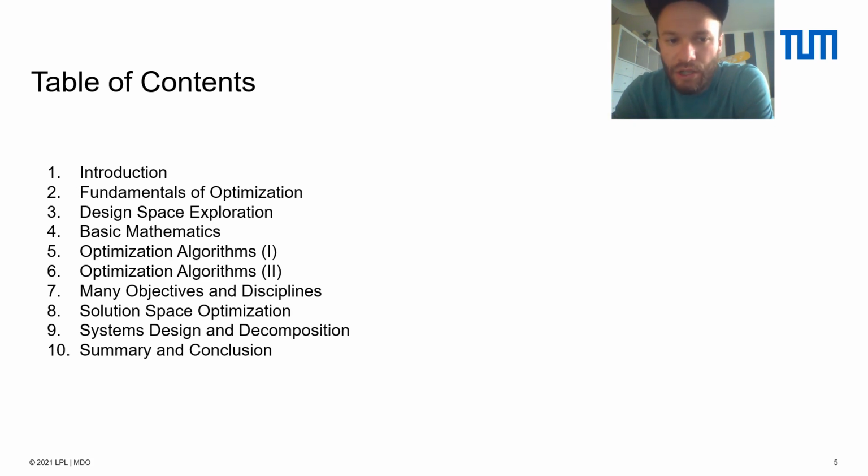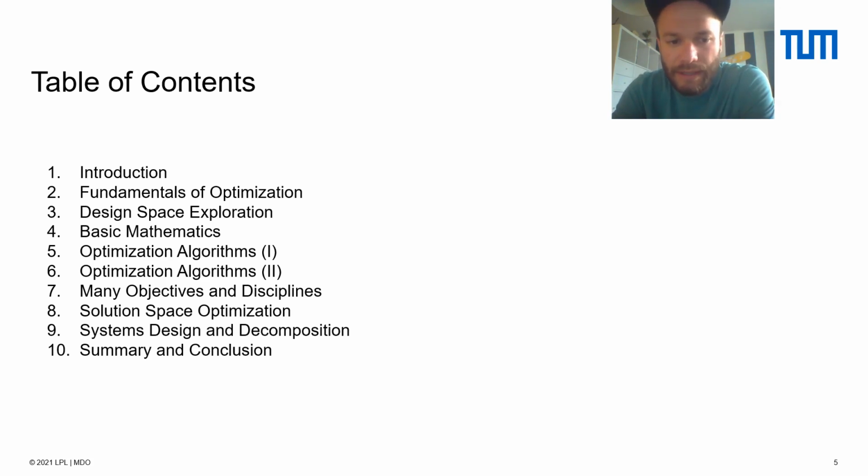This is beneficial for the later optimization algorithms. And afterwards, chapter 4 is related to basic mathematics. So here we will teach you the main mathematics that are needed to solve optimization problems. And with these basics, we can then introduce the optimization algorithms in chapters 5 and 6. When it comes to multiple objectives or disciplines, different problems can occur. For instance, you can have competing goals, so when you have two goals, you cannot improve both, so then you need to set up methods to deal with that.